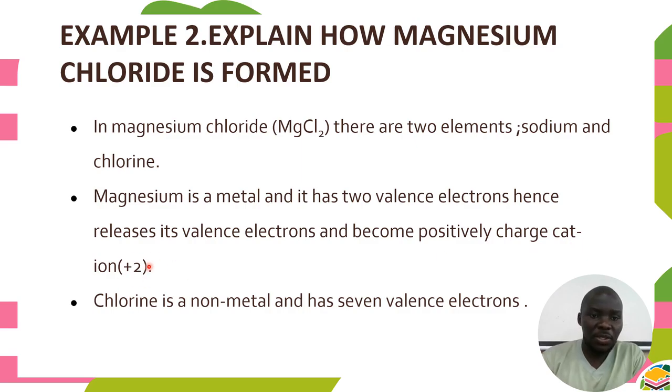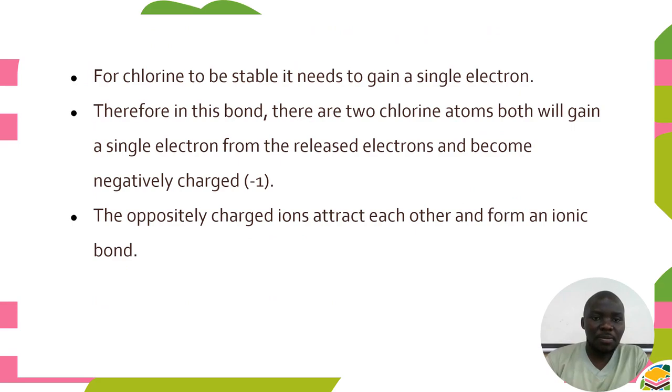Now the charge changes. In sodium, we had 1 and here we have 2. This positive 2 is saying that the atom now, after releasing valence electrons, has 2 more protons compared with the number of electrons. That's why here we have positive 2. Chlorine is a nonmetal and has 7 valence electrons. For chlorine to be stable, it needs to gain a single electron. Therefore, in this bond, there are going to be 2 chlorine atoms in order to balance the number of electrons which are going to be gained.